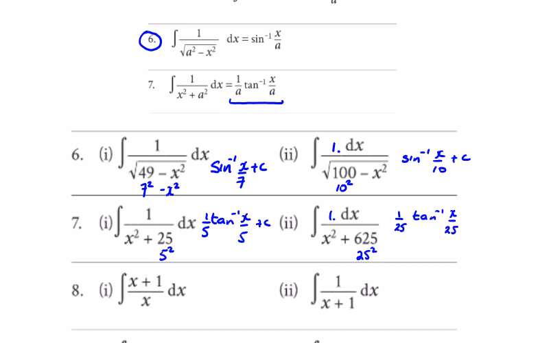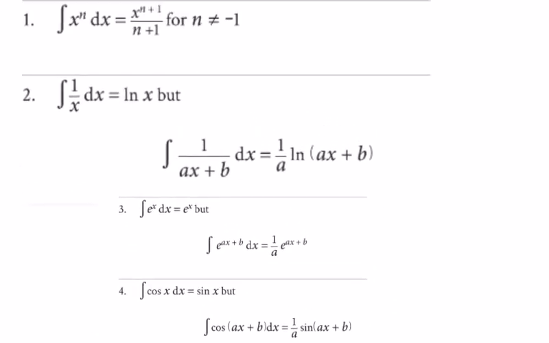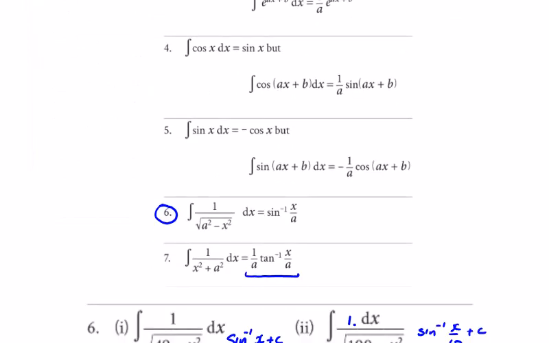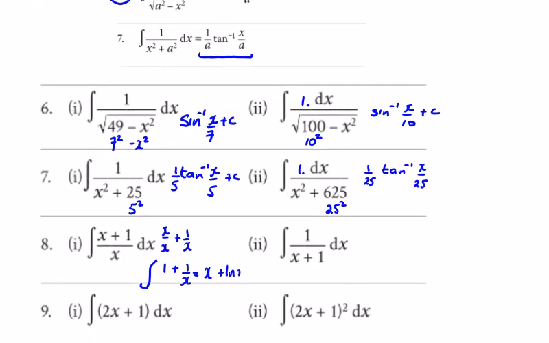Number 8, slightly different, x plus 1 over x. So this is like x over x plus 1 over x, which is 1 plus 1 over x that we have to integrate. And 1 goes to x, and 1 over x goes to the natural log of x, plus ln x plus c. Part 2 is just the natural log of the bottom, x plus 1 plus c.